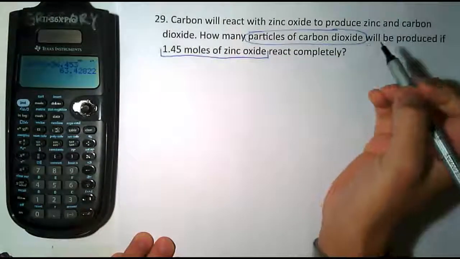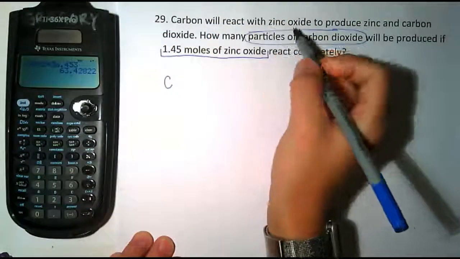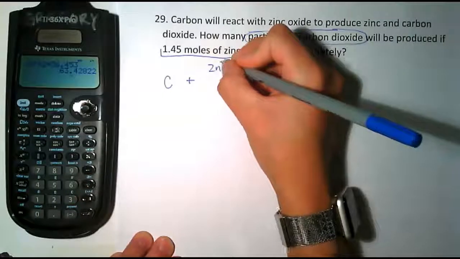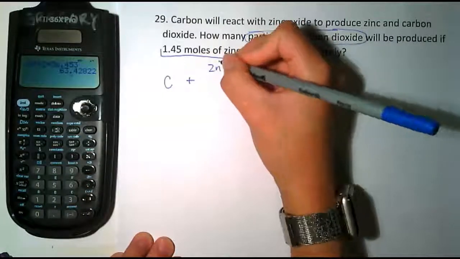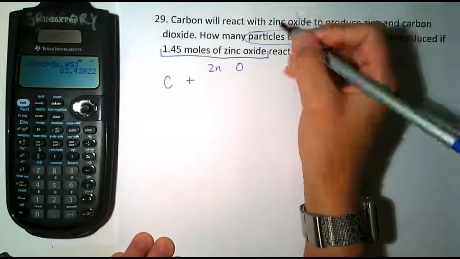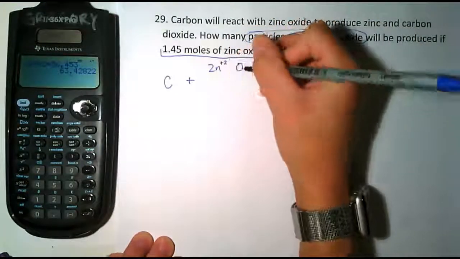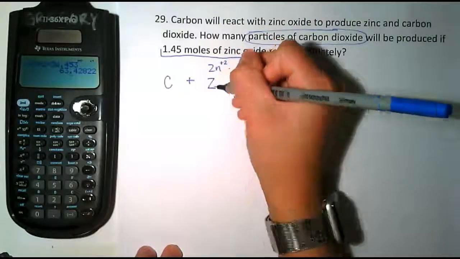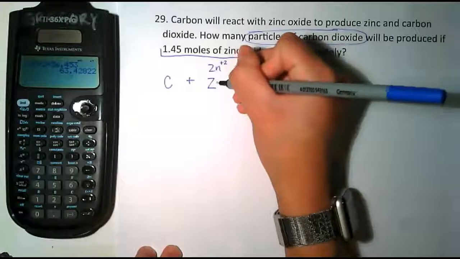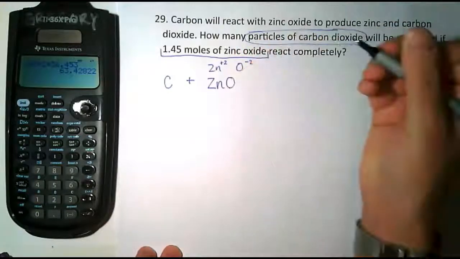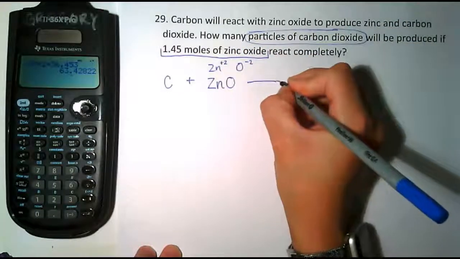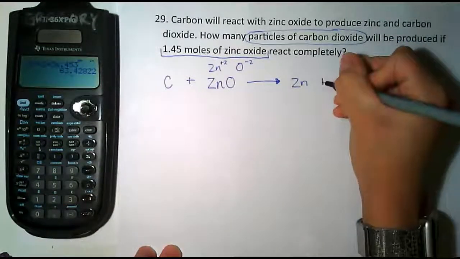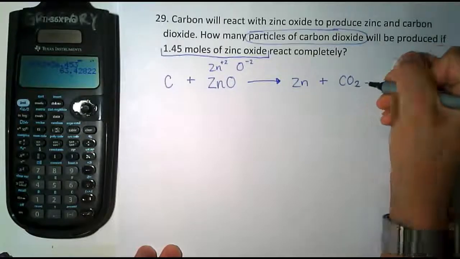So carbon, C, will react with zinc oxide. Zinc and oxygen. Zinc, remember, is a transition metal that is an exception to that rule that we have to show the charge. So zinc has a +2 charge, oxygen has a -2 charge. So when we crisscross, we're going to get Zn2O2, but then that's going to reduce to just ZnO. And we are producing zinc, Zn, and carbon dioxide, CO2.